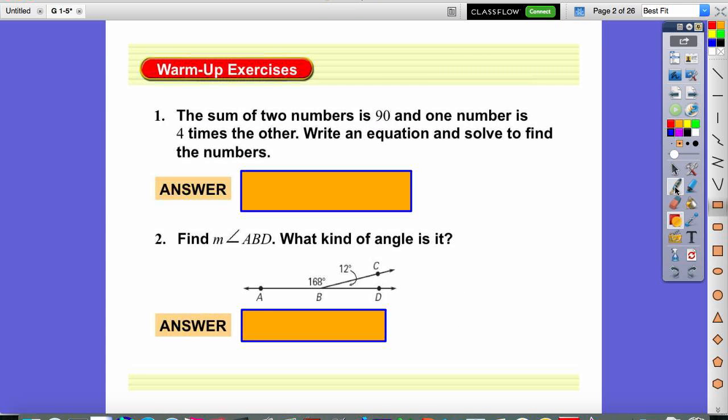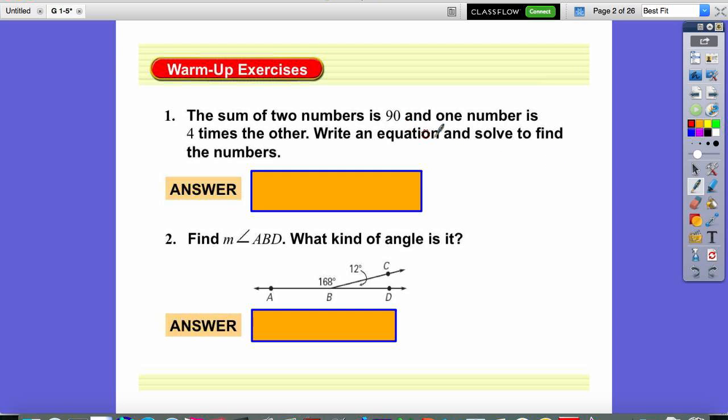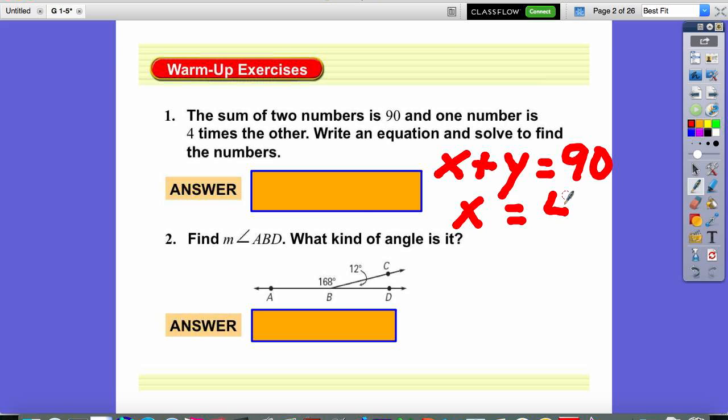I'm going to go through a little bit of review here. The sum of two numbers is 90, and one is 4 times the other. Write an equation and solve. So, if I have x plus y equals 90, and one number, x, is 4 times the other, I have a system of equations. So now I can substitute the 4y for x and write 4y plus y equals 90.